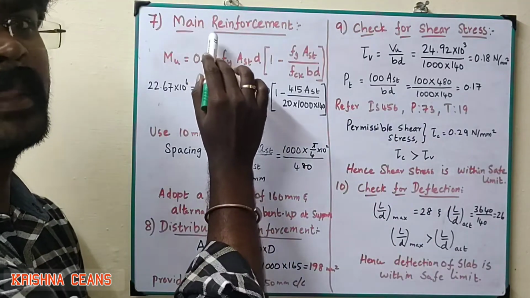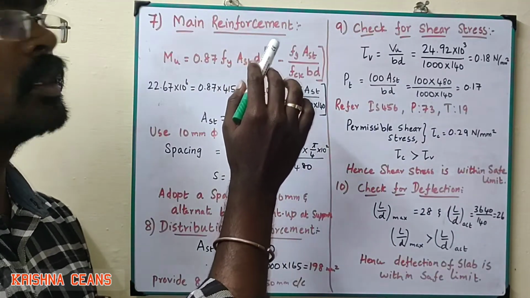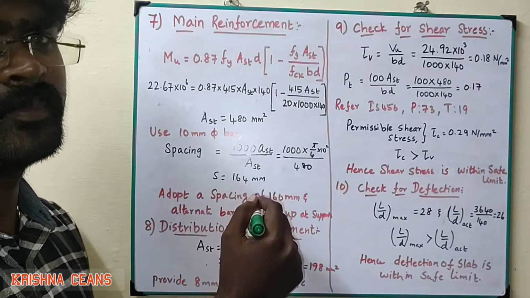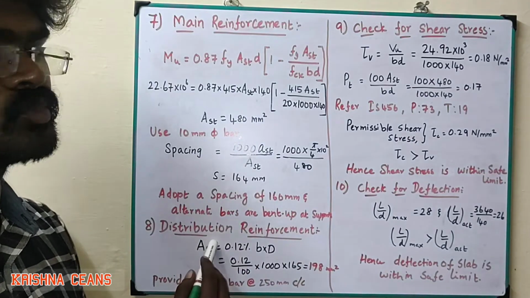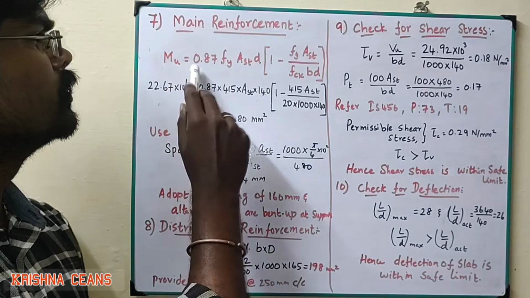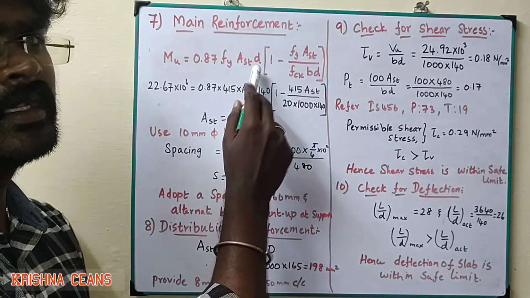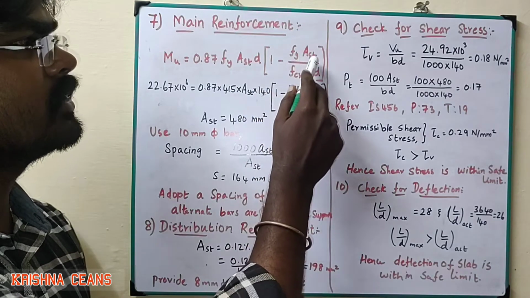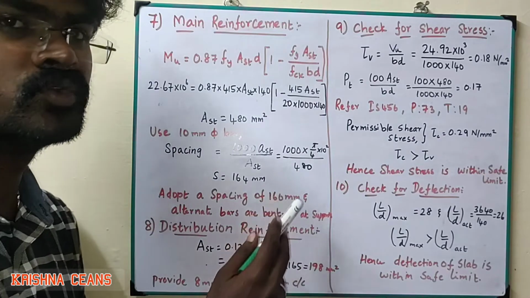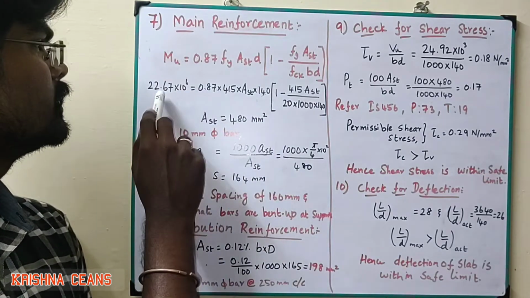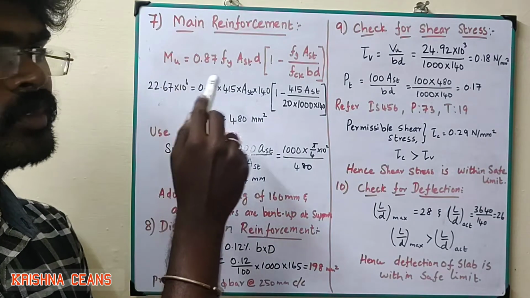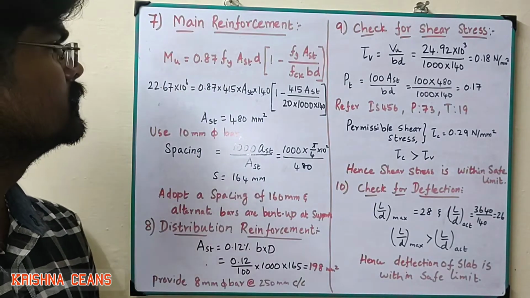Step number 7, main reinforcement. So after calculating up to step number 6, we are going for the design of main reinforcement as well as the distribution reinforcement. So for main reinforcement, the formula is Mu equal to 0.87 fy Ast d, in bracket 1 minus fy Ast divided by fck b d. Since it is an under reinforced section, we have to use this formula. So Mu value is 22.67 kilonewton meter. So convert in terms of Newton mm, into 10 power of 6.